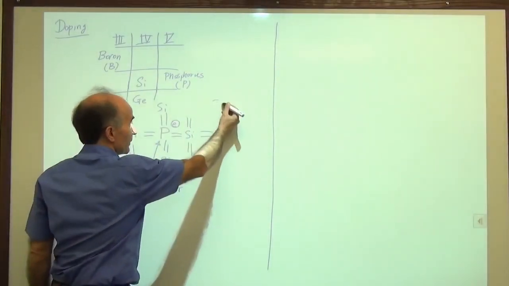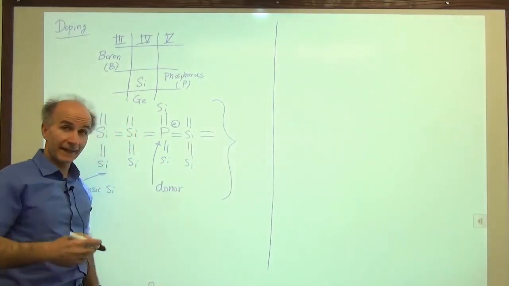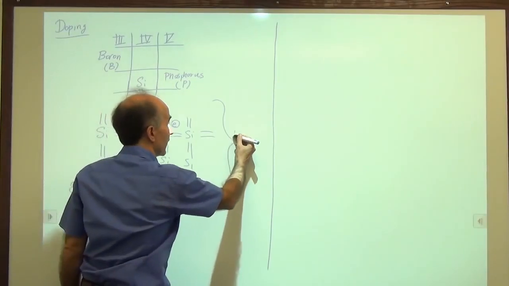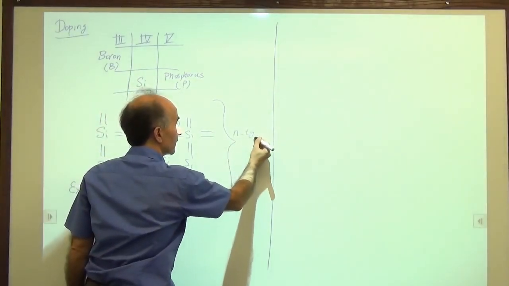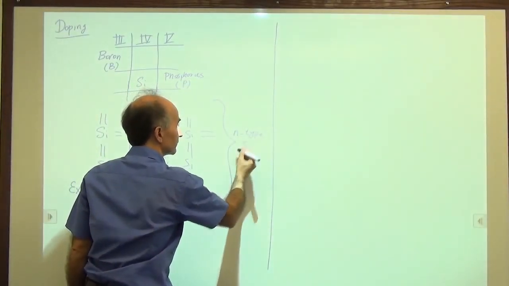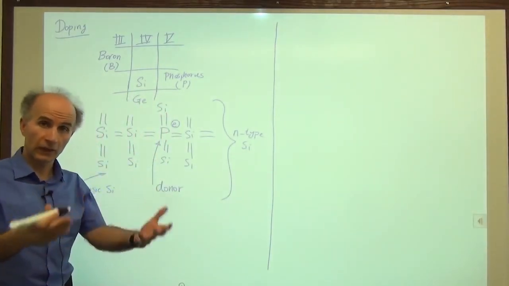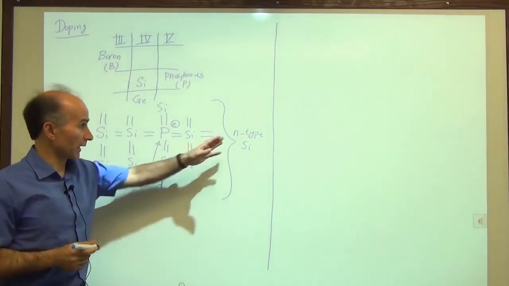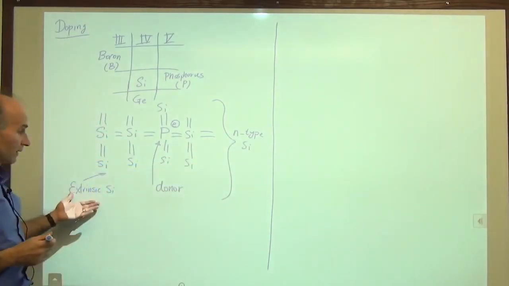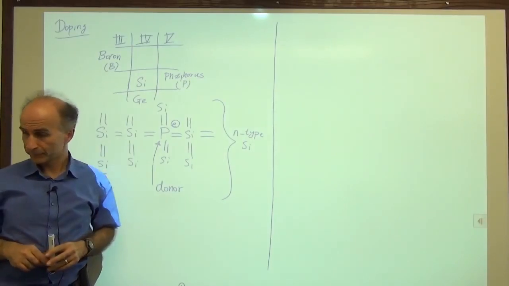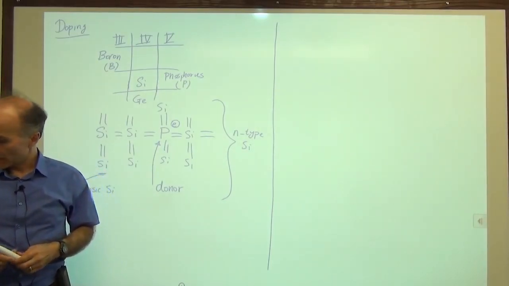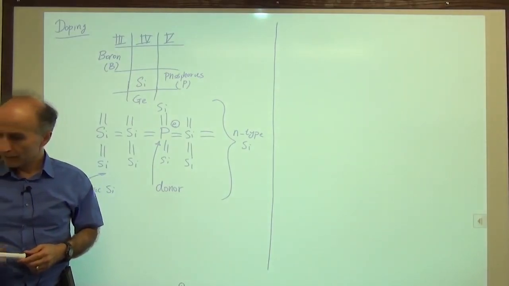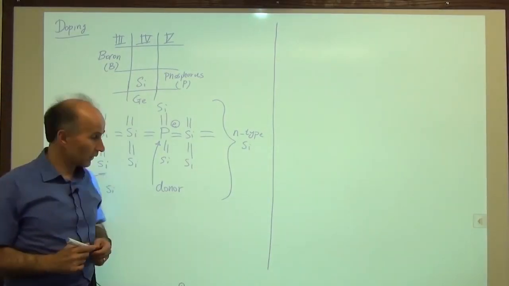And now this overall piece of silicon that has extra electrons for conduction will have a new name. This is what we call an N-type silicon, because it has more free electrons than pure silicon. And we call it N-type silicon, or we call it extrinsic silicon, and so forth. All right. Okay, so this tells us that we have a situation like this.